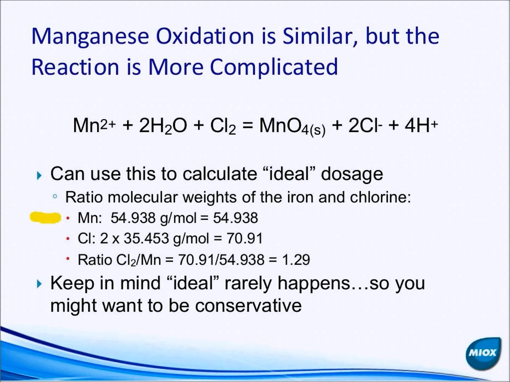So you take your manganese molecular weight divided by your chlorine in this case, and your chlorine divided by your manganese, divide those two to give you a ratio of 1.29. And again, we typically will size for about 1.5 if we're looking at sizing a system. So we'll go just a little bit higher than that.